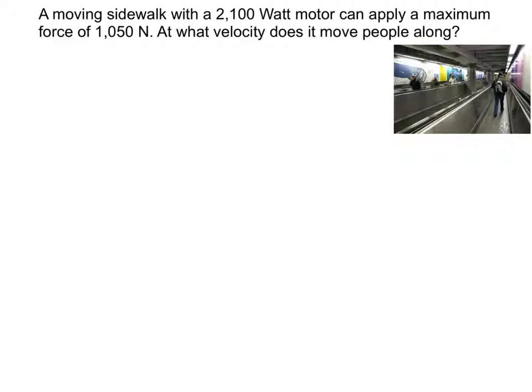So that's pretty straightforward. I want to jump straight into these problems dealing with rates. Here I've got a moving sidewalk with a known motor power, a 2,100 watt motor. I can't remember if I told you the units for power on the previous slide. I think I didn't, which is my mistake. The unit for power is the watt, abbreviated capital W. So I know a 2,100 watt motor can apply a maximum of 1,050 newtons.